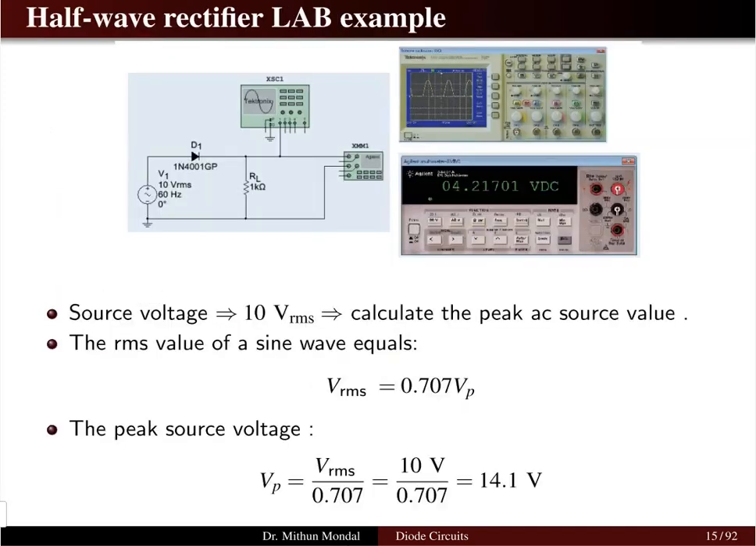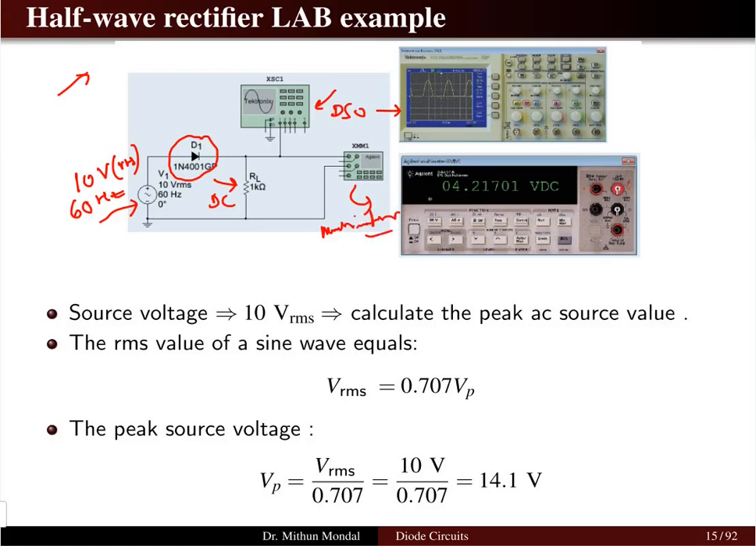If we take one example from the lab of a half-wave rectifier, let us see how to do that. You have a source which is AC 10 volt RMS. If the frequency is 60 Hz, then using one diode you can get the output as DC. So what is the value of the DC that we will get? To validate, let us connect the output with an oscilloscope, which is a digital storage oscilloscope, and a multimeter, which also gives you the current value.